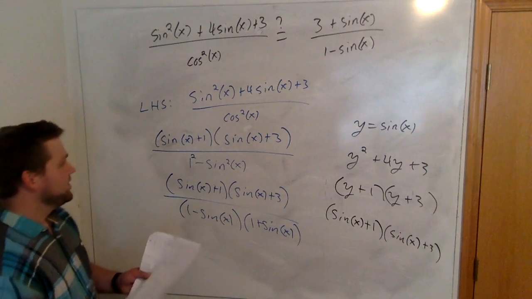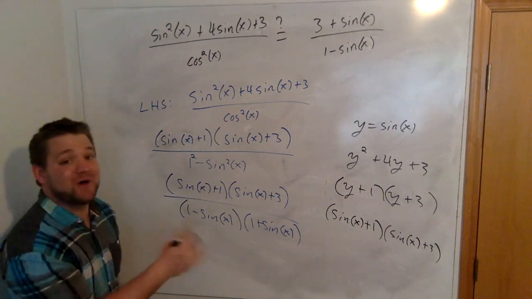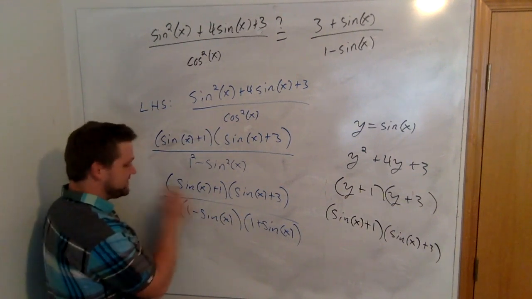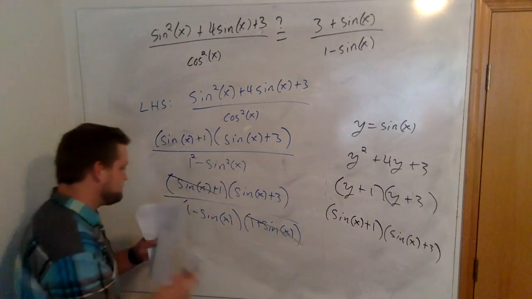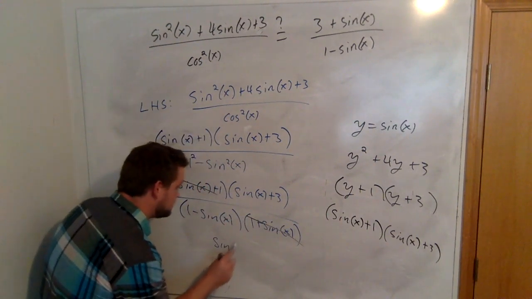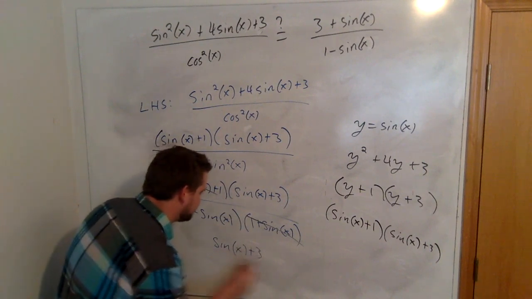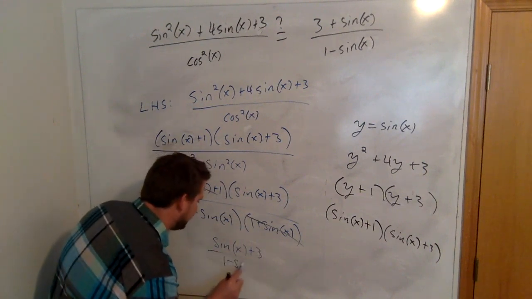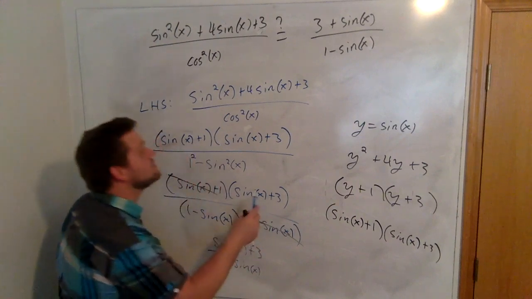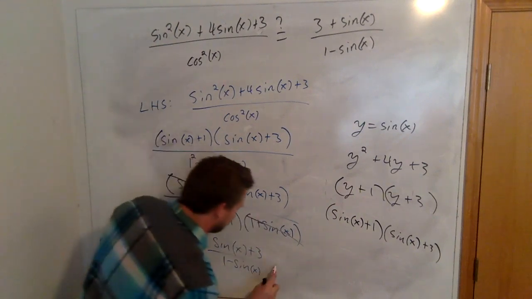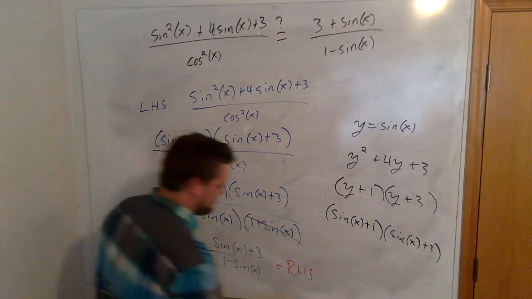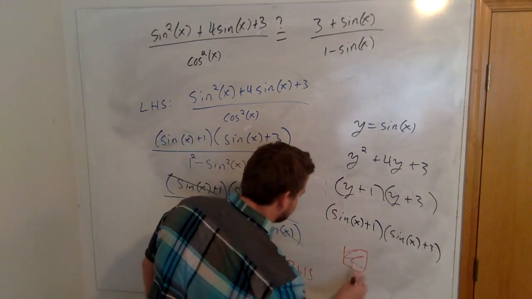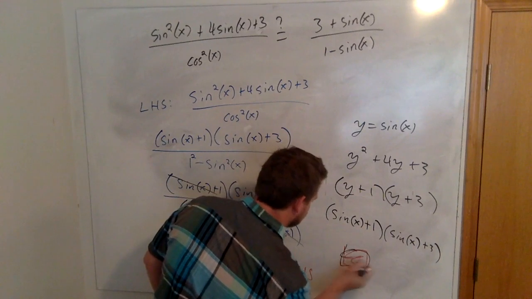Well, this is great news. It's almost just melting before our eyes. The 1 plus sine factors cancel, and we're just left with sine of x plus 3 all over 1 minus sine of x. And what do you know? That's the same thing as the right-hand side. And so we are finished. So, done. Finished.